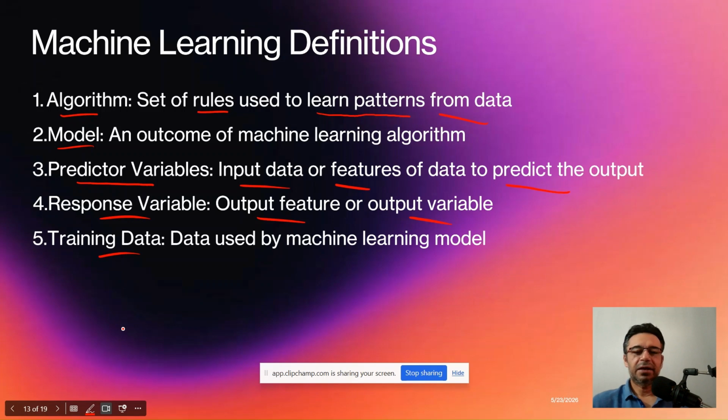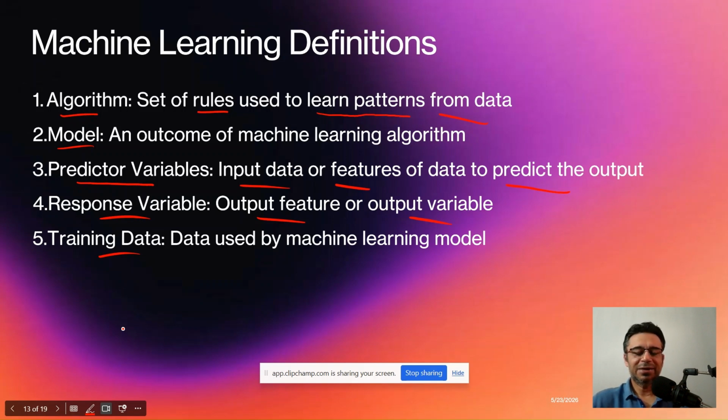Then we have the training data. So that is the data used by the machine learning model to train itself. In the previous slide we had two columns, the input column and the output column. So that was the training data. You need lots and lots of training data, so that the machine learning model will get more and more accurate. And in the next slide we'll go into more details about the training data, response variable, and so on.